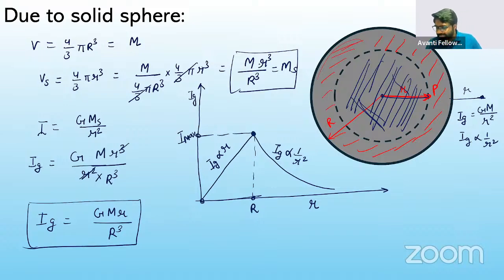Is it clear to everyone? So if it is a solid sphere, from inside to outside, the gravitational field varies linearly, and if the point lies outside the sphere, it will behave as a point mass. And the field that you are getting is the field due to a point charge, oh sorry, point mass. Is it clear to everyone?